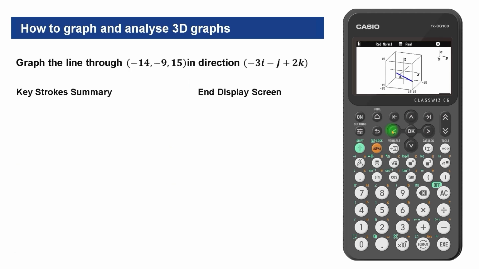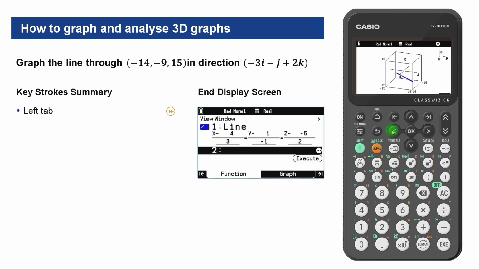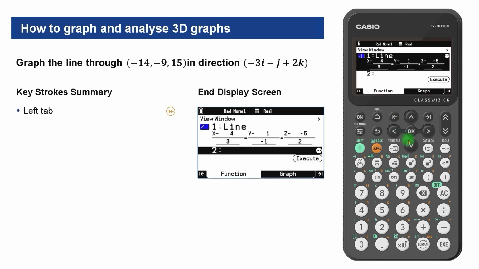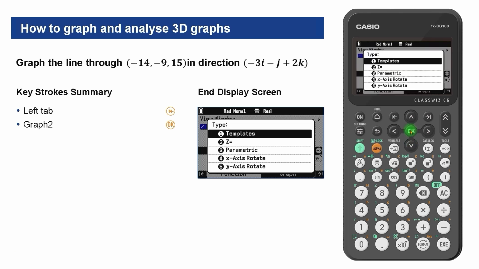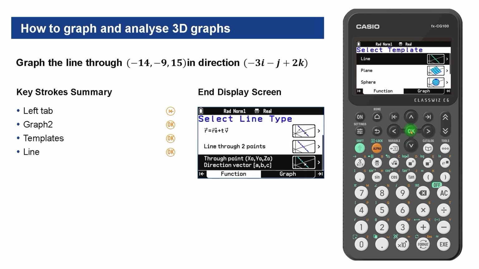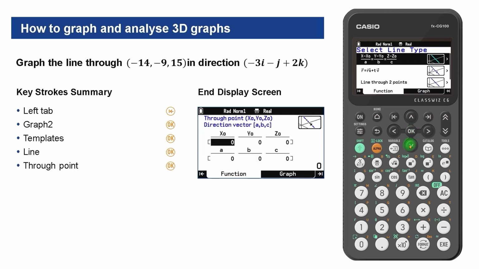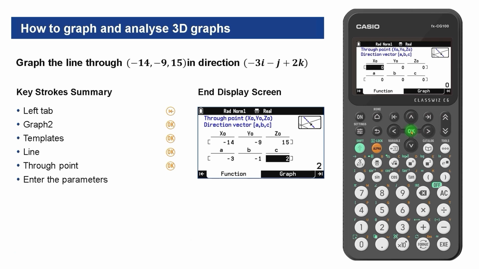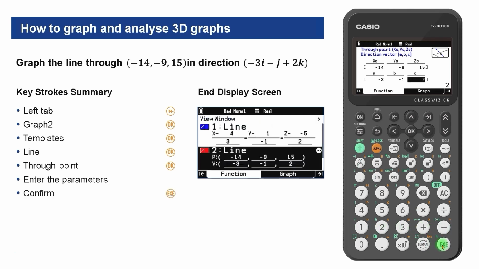To graph this line through a point in a given direction, left tab back to Function. Then select Graph 2. Select Template as before, and Line. Scroll to select Through Point format to show the input screen. Enter the parameters, starting with the point coordinates and then the direction vector. Then confirm to store.